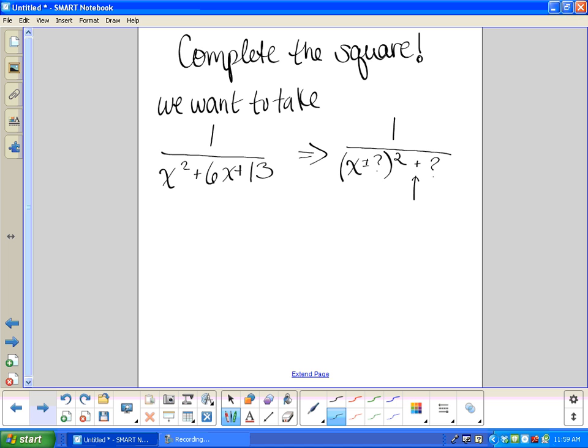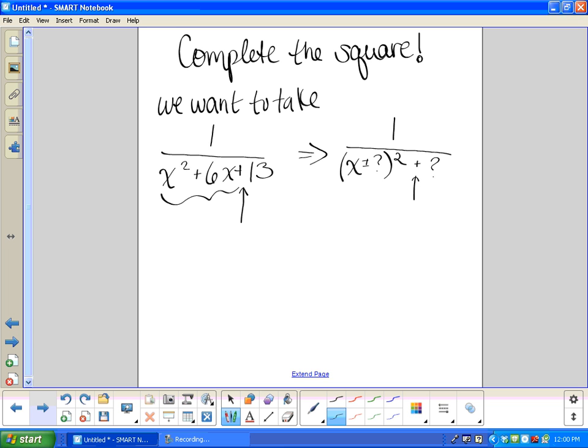Alright, but let's take a look at this. I don't know if y'all remember how to complete the square, but what we want to do is add something over here and subtract it so that whatever we add will make these first two terms a perfect square.